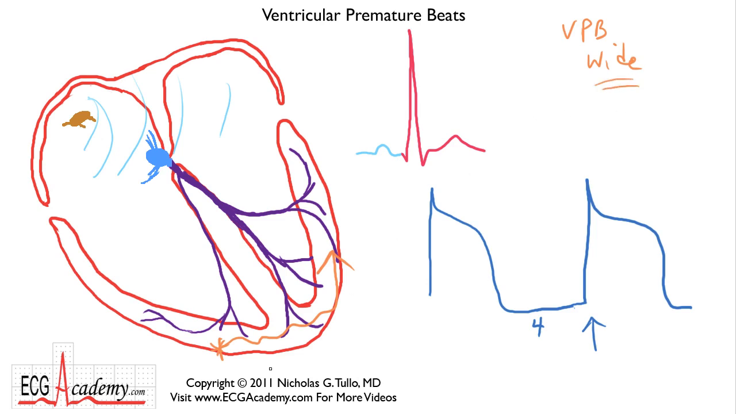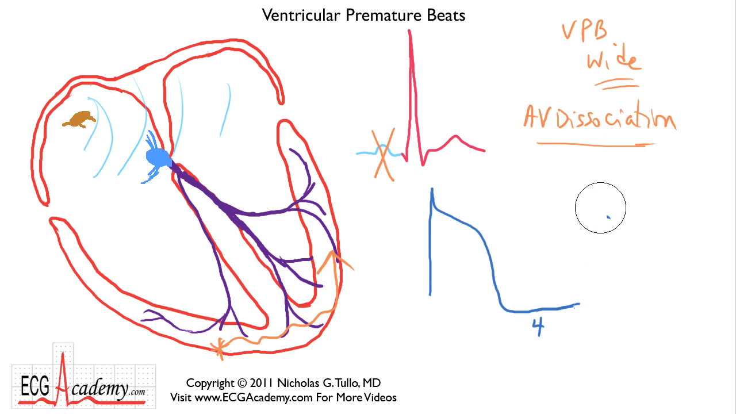Since they're coming from the bottom chamber, you should not see a P wave in front of a PVC. And in fact, the ventricles should activate independently from the atrium. If the ventricles are acting independently from the atrium, we refer to a situation known as AV dissociation. Now remember, the terminology that applied to atrial premature beats also applies to ventricular premature beats.